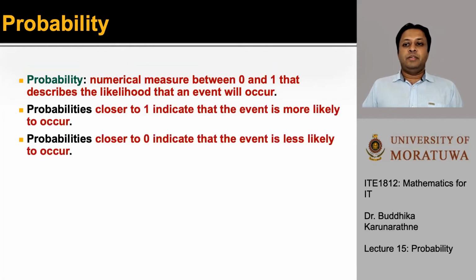Okay, now we introduce probability more formally. It is a numerical measure between 0 and 1 that describes the likelihood that an event will occur. So now we have identified the events, event space, sample space, and all those concepts. Now we try to understand probability. A probability closer to 1 indicates that the event is more likely to happen, and a probability close to 0 means it is less likely to happen.